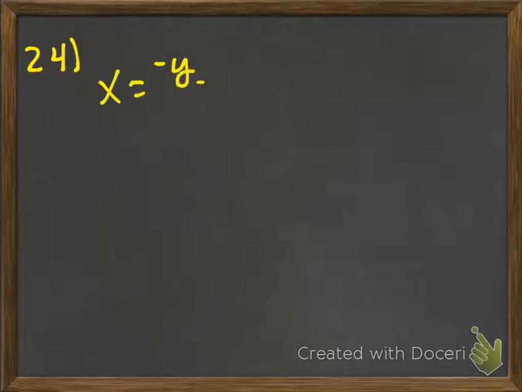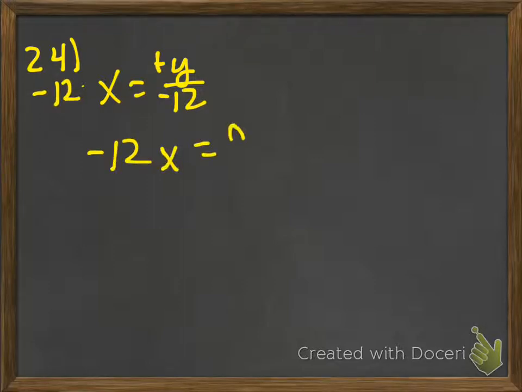24, move the negative down to the 12, and then all you got to do is multiply by negative 12 and you're done. That's it. There's your answer. That's what the inverse is. There's nothing else to that. It's a pretty easy question.